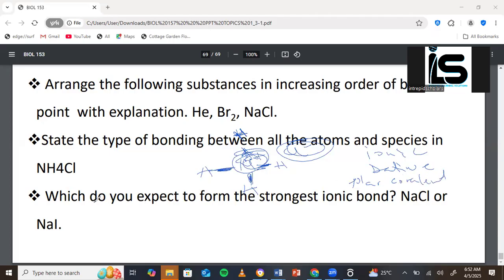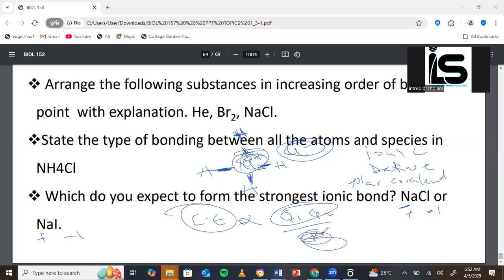The last question says, which do you expect to form the strongest ionic bond? Now, what we use to determine the energy of the ionic bond is the lattice energy, right? The lattice energy is directly proportional to the product of the charges, Q1 Q2, but inversely proportional to the radius. Now, if you look at these two species, there's sodium, which has +1, chlorine has -1. There's sodium, which has +1, iodine -1. So the charges are the same, so what we can use are the sizes. And the lattice energy is inversely proportional to what?